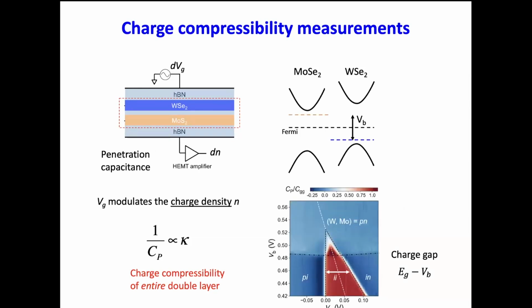You can also apply a bias voltage here, then effectively you reduce the charge gap from EG to EG minus VB. And this is the plot of the penetration capacitance as a function of VB and VG. VG moves the average of the electron-hole Fermi level. VB tunes the separation between the electron and hole Fermi level here. And you can directly read off the gap size from the distance of this arrow here. With increasing VB, you can see that the effective charge gap size goes to 0 at some point here, and the system becomes compressible. Okay, red means incompressible, blue means compressible.